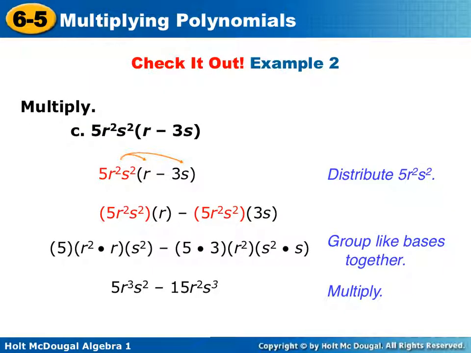Here's another example. Again, take your time, watch your signs. So see how this is a subtraction sign here. So when we distribute it to the 3s, you can either think of that as a negative or distribute, put in the negative sign at the end.